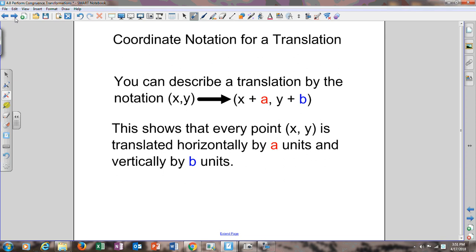Okay, coordinate notation for a translation. You can describe a translation by the notation (x, y), then the arrow, which means (x, y) moves to (x + a, y + b). This shows that every point (x, y) is translated horizontally by a units, so it's moved over by a number a units, and vertically by b units.